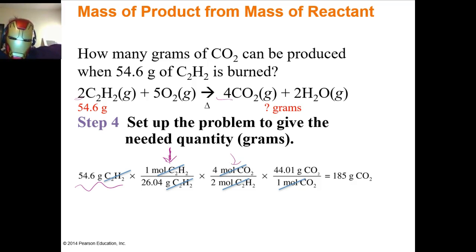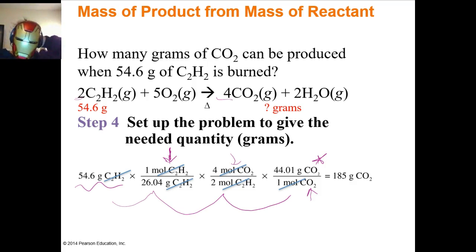And from here, we went from moles of carbon dioxide to grams of carbon dioxide. This is our unknown, grams of carbon dioxide. This was our given, moles of carbon dioxide. Notice our given changed as we went across. So each time your given is going to change from before when you converted it. If you do the math, 54.6 times 1 divided by 26.04 times 4 divided by 2 times 44 divided by 1, you should end up with 185 grams of carbon dioxide.